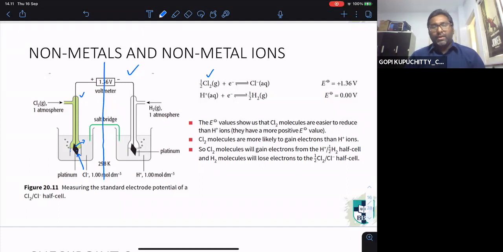But again, if you want to find out which one is the positive terminal and negative terminal, you can use what I taught you.